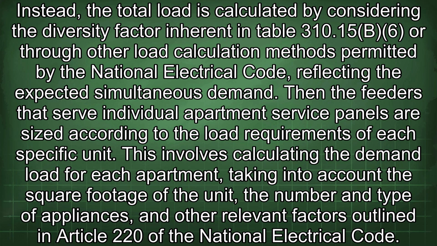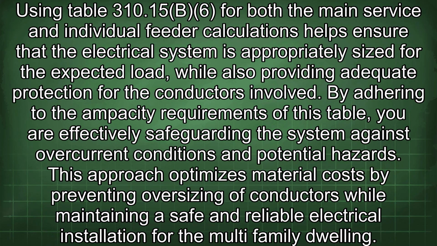Then the feeders that serve individual apartment service panels are sized according to the load requirements of each specific unit. This involves calculating the demand load for each apartment, taking into account the square footage of the unit, the number and type of appliances, and other relevant factors outlined in Article 220 of the National Electrical Code. Using Table 310.15(B)(6) for both the main service and individual feeder calculations helps ensure that the electrical system is appropriately sized for the expected load, while also providing adequate protection for the conductors involved.